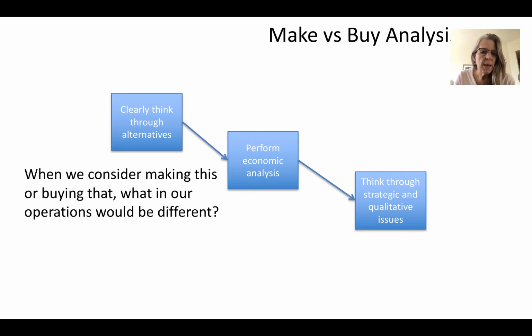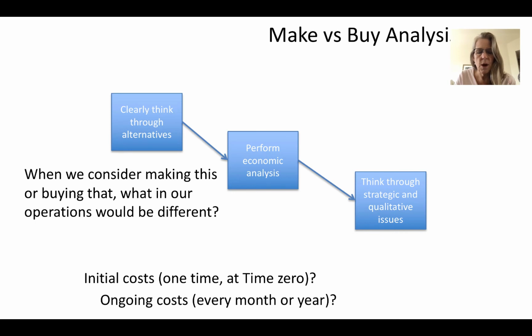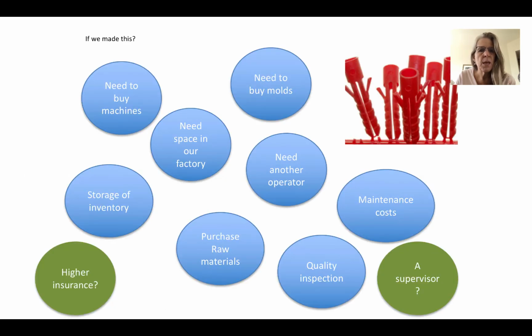When you're considering making this or buying that, what in our operations would be different? That's the question we're asking in this first step. The economic analysis also would include initial costs. Are there one-time costs at time zero, or are there ongoing costs every month or every year? If we look at this particular product here on the right and we decided to make it, what are all the things that might be considered? Here are just several brainstorming issues.